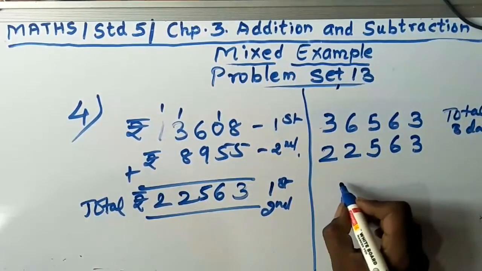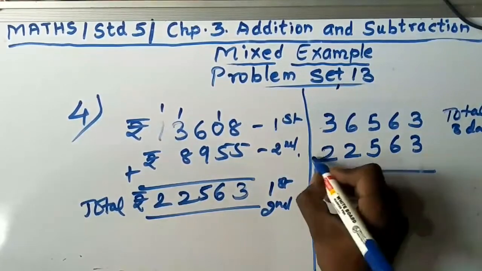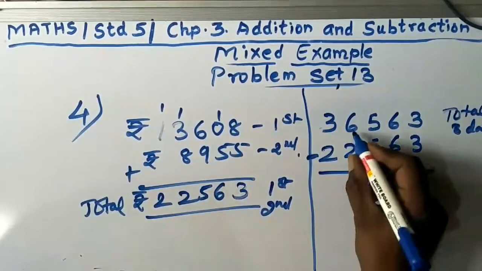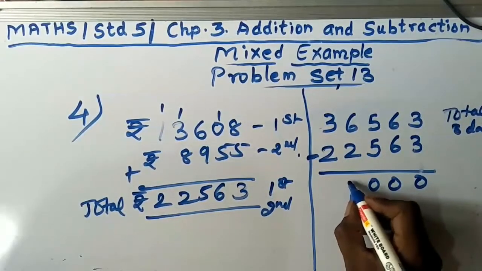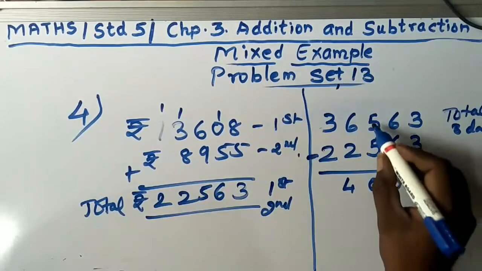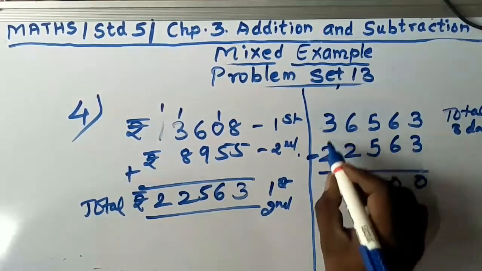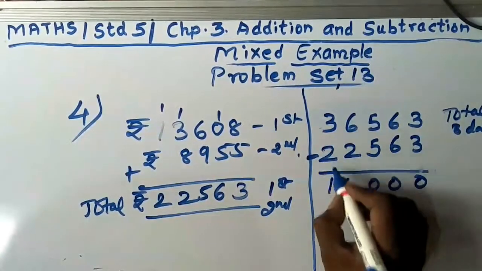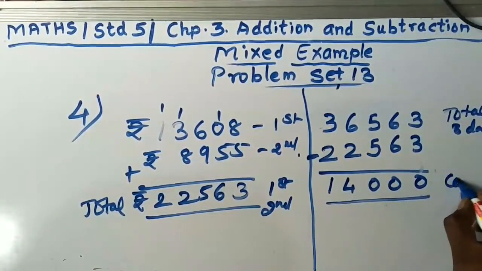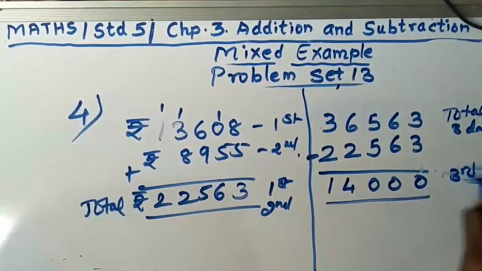22,563 rupees. 3 minus 3, you have to subtract it. 0, 0, 0. 6 minus 2, 4. How did you get 0? 3 minus 3 is 0. 6 minus 6, 0. 5 minus 5, 0. 6 minus 2, 4. 3 minus 1, 2, 1. So this 14,000 is the collection for the third day.